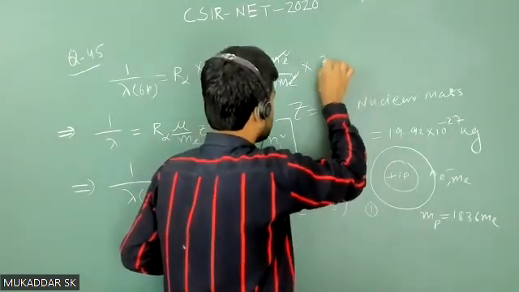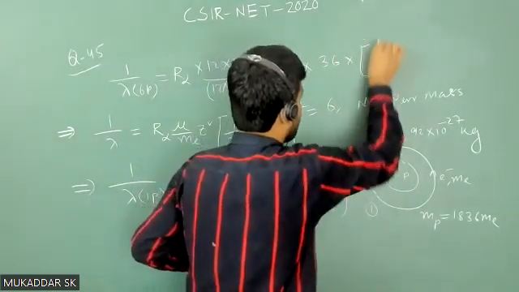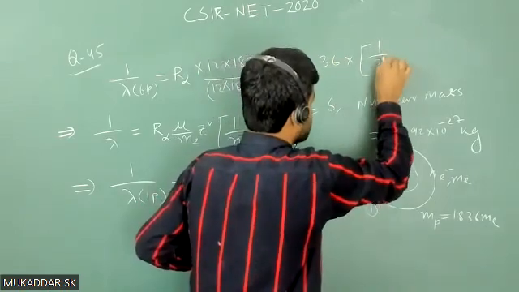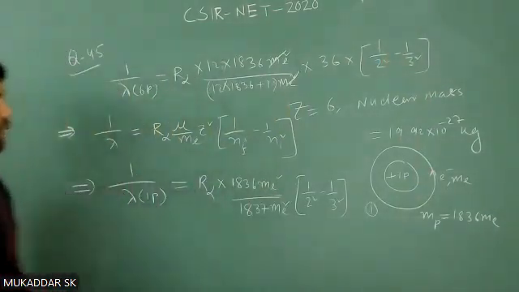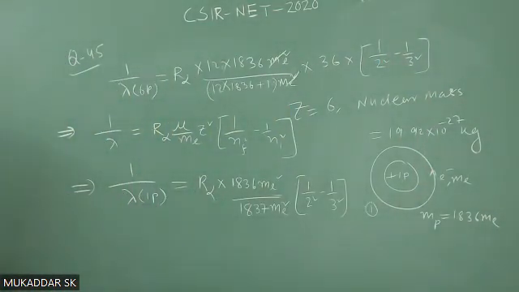So Z squared will be 36, and then you have 1 by 2 squared minus 1 by 3 squared, because they also ask for the first Balmer line.